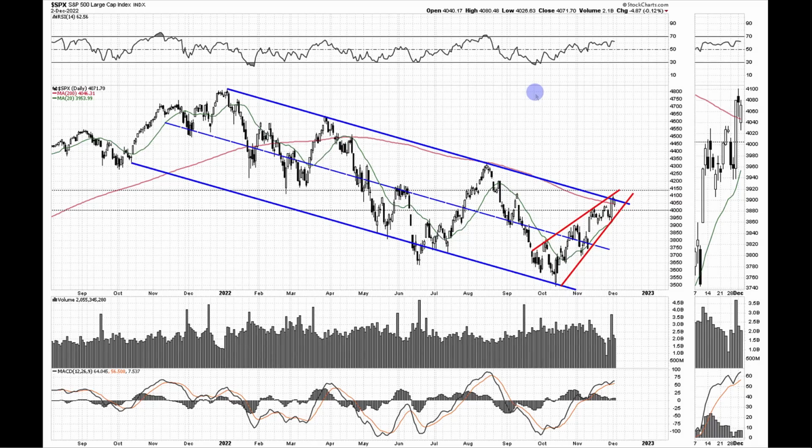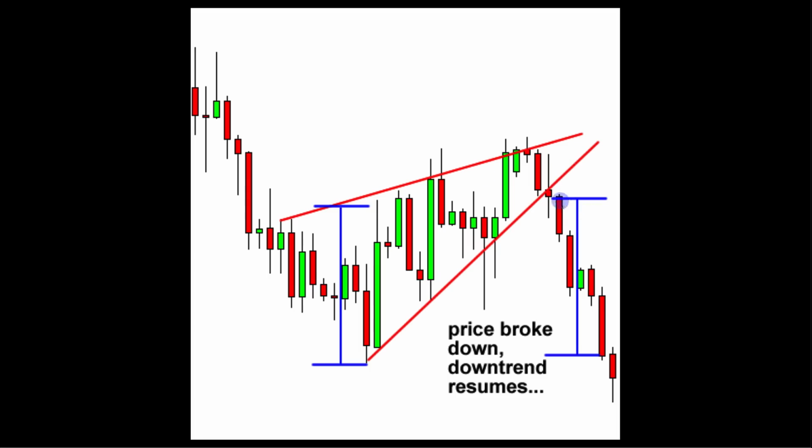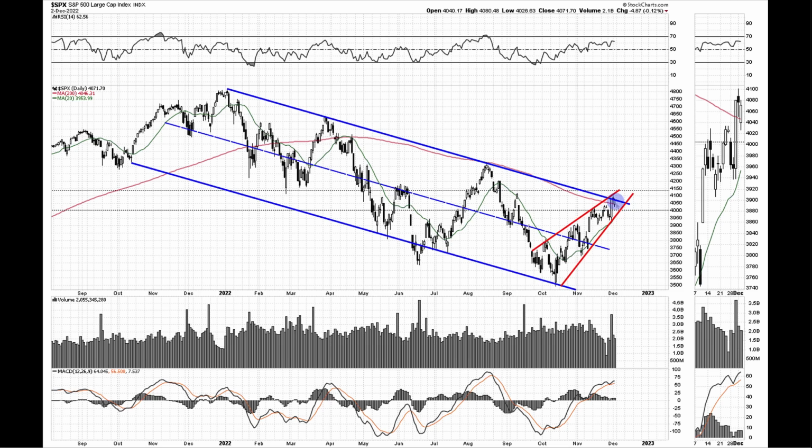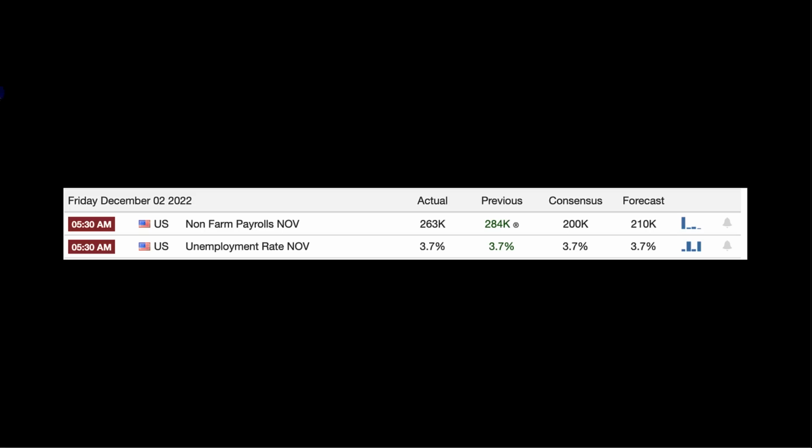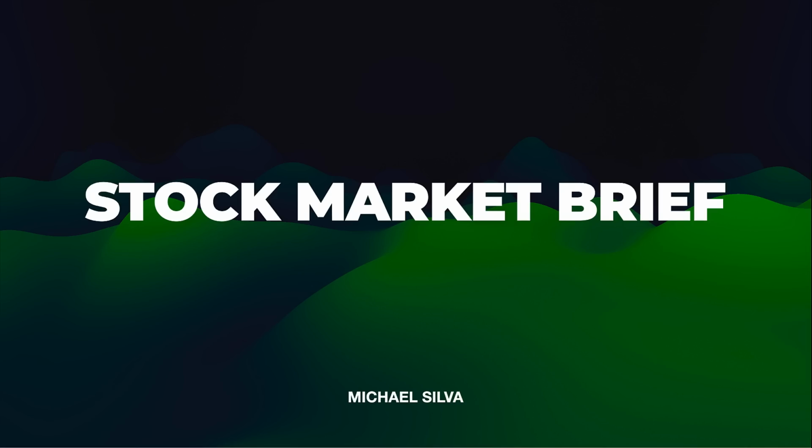The world is watching this wedge pattern in the S&P 500. Will it break to the downside like they typically do in bearish contexts, or will it explode out of this downwards channel and the melt up continue? We're going to talk about that and more in today's Stock Market Brief show.